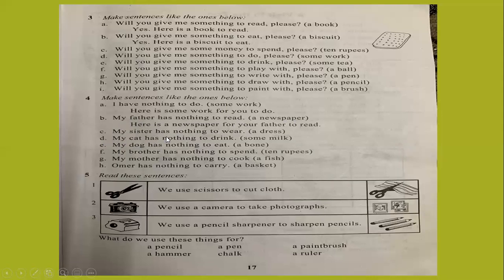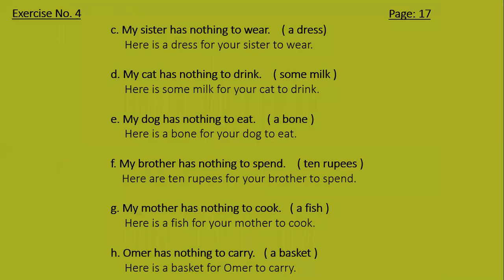Now look at number C. "My sister has nothing to wear." A dress. How you solve this exercise, I will tell you. You have to write this exercise in your notebook. Mention exercise number 4, page number 17. In your book, page 17, this exercise is there. A and B were the examples, so we start with C. "My sister has nothing to wear." You use this word in the answer. "Here is a dress for your sister to wear."